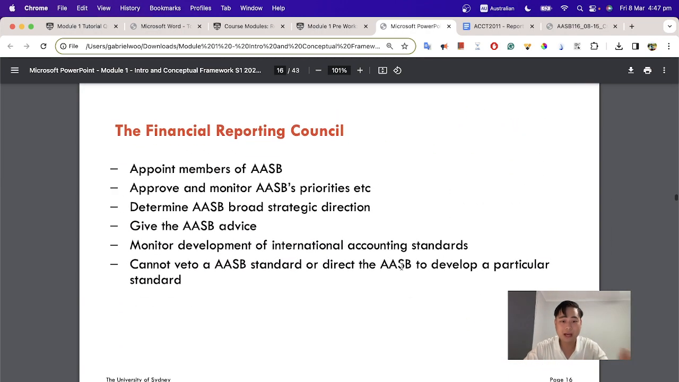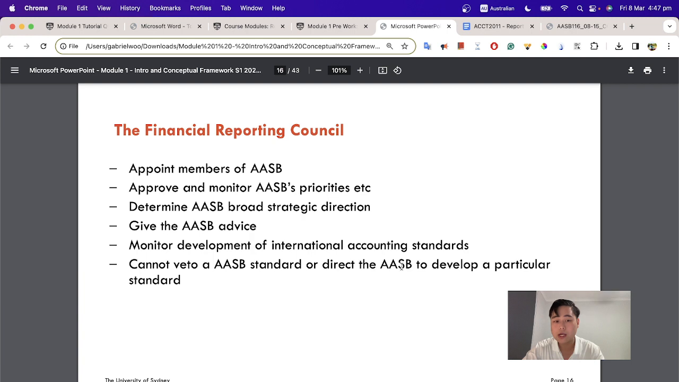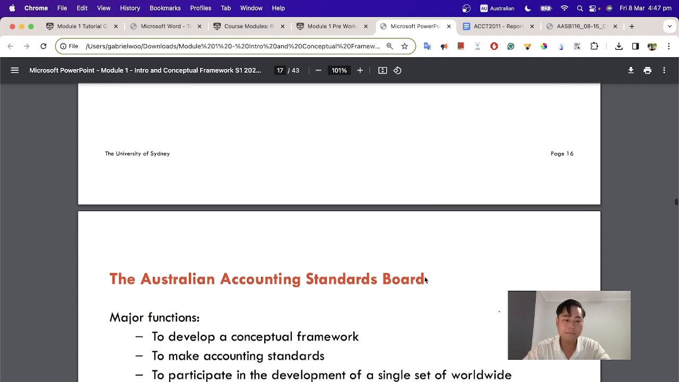The Financial Reporting Council, once again, is appointed by Parliament. It cannot vote on or veto AASB standards or the direct development of AASB standards. However, it can give the AASB advice and appoint members to the AASB. So this is like the board towards the senior management of the AASB, appointed by Parliament, which is appointed by the people. So this is sort of how the organization structure looks within Australia.